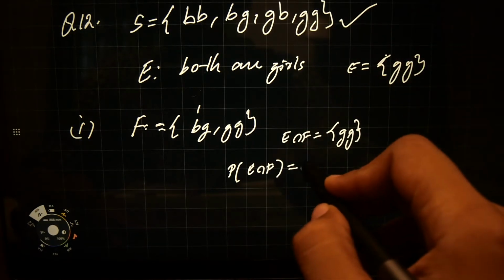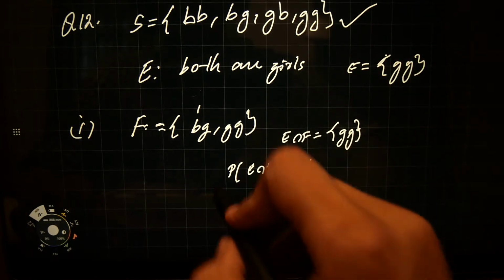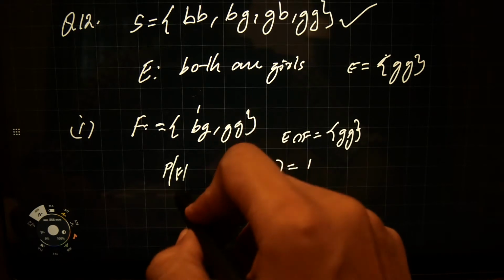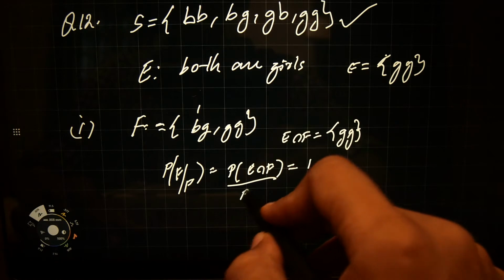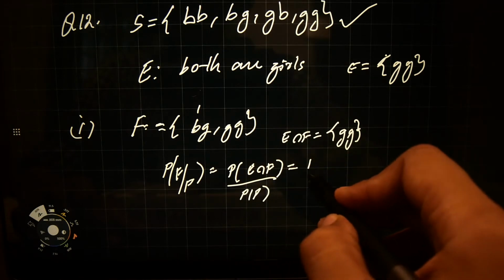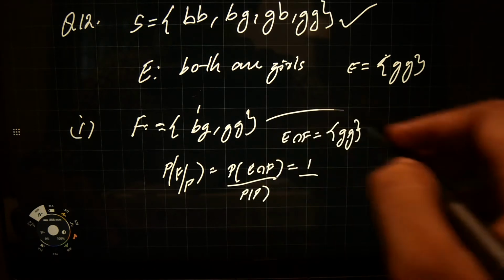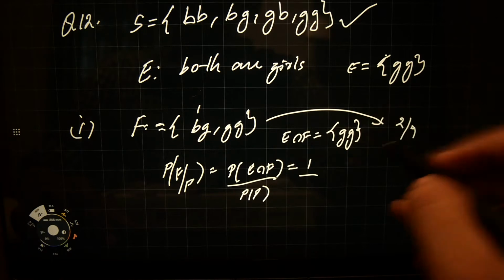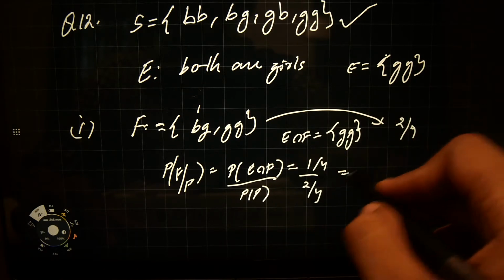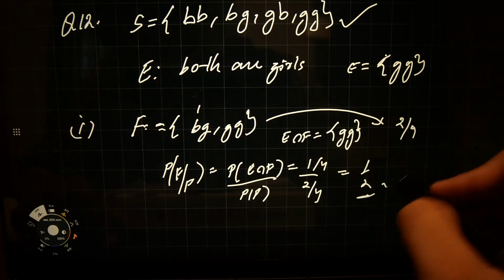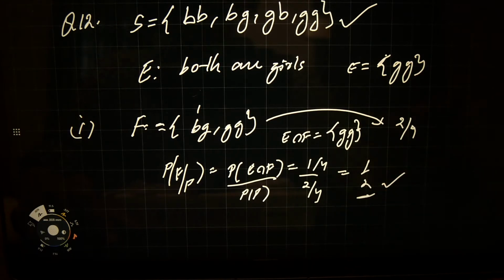So what is the probability? P of E given F is P of E intersection F by P of F, which is 1 divided by, what is P of F? It is 2 out of 4. So 1 by 4 by 2 by 4 cancels, you get the answer as 1 by 2. So that is question number 12 solved.